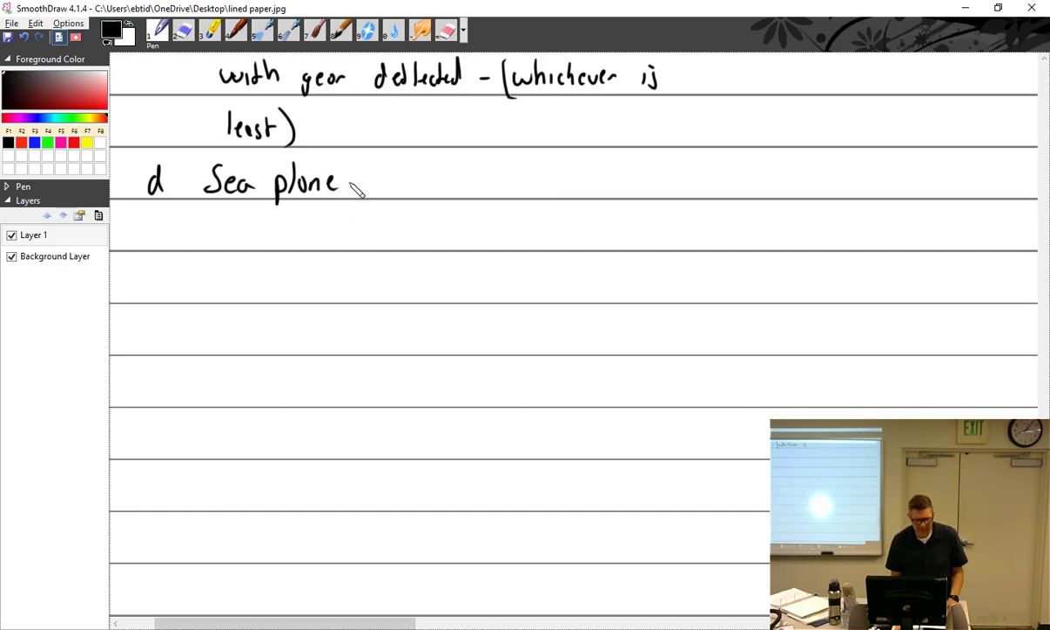Seaplane. And I keep making things two words and it should be one. But that's 18 inches between tips and water. That was easy. Structural clearances.